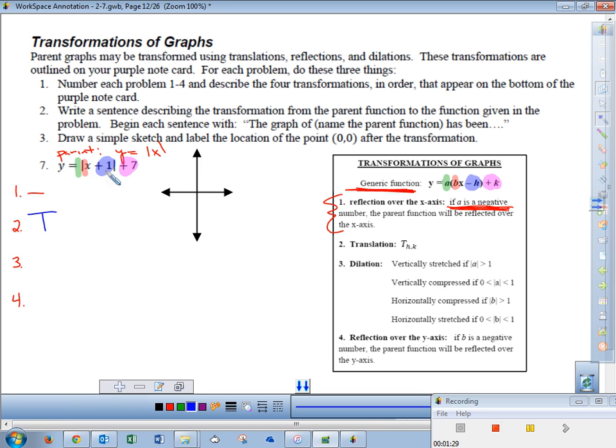If that's a +1, that means it got translated 1 unit left. The opposite of what you think right there. Why left? Because isn't that hanging out with X? There's an x go left and right on your graph, correct? So opposite of what you think right here, so put a -1. And then how far did it get translated up or down? Is it +7 or -7? +7. What you see is what you get.